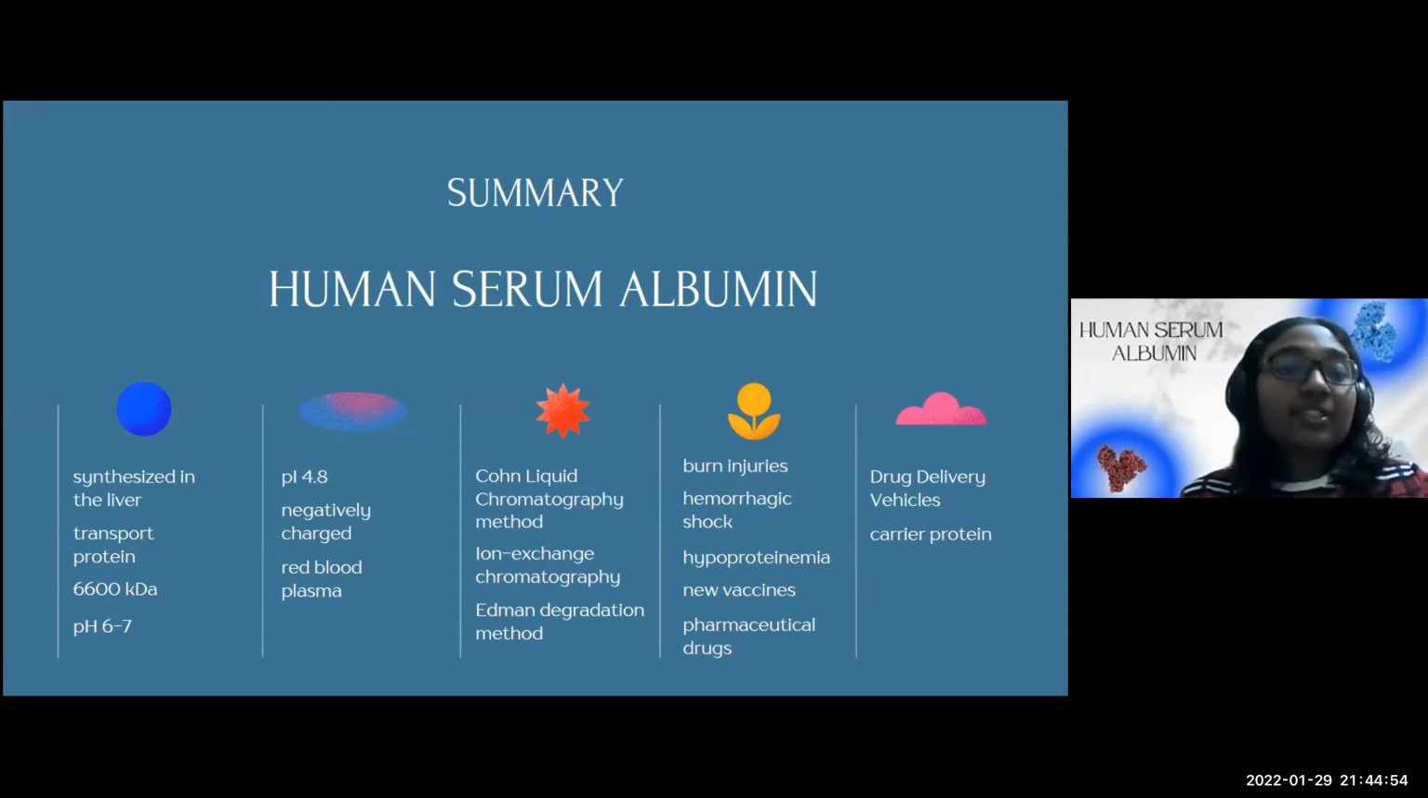HSA uses column liquid chromatography and ion exchange chromatography, whereby the protein sequencing is through the Edman degradation method. HSA helps treat burn injuries, hemorrhagic shock, hyperproteinemia, and helps produce new vaccines as well as pharmaceutical drugs. It is known as a drug delivery vehicle and it is also a carrier protein.